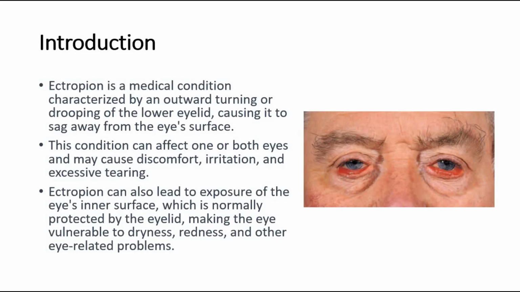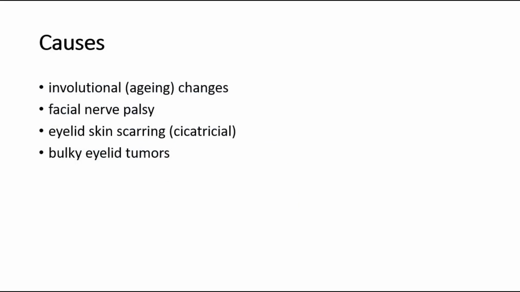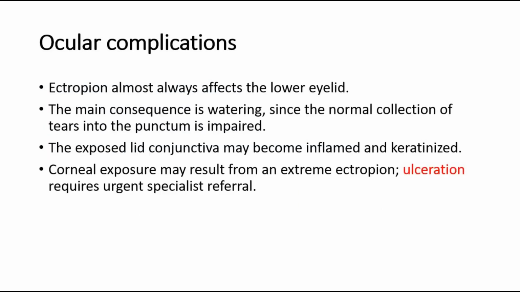Ectropion can also lead to exposure of the eye's inner surface, which is normally protected by the eyelid, making the eye vulnerable to dryness, redness, and other eye-related problems. The possible causes of ectropion include involutional changes due to aging process, facial nerve palsy, eyelid skin scarring, and bulky eyelid tumors. Ectropion almost always affects the lower eyelid.